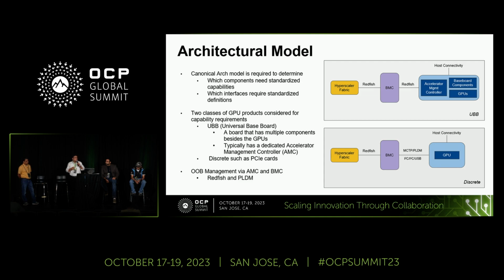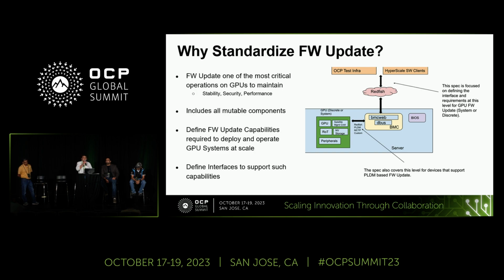From a GPU subsystem standpoint, we have 2 models. The UBB model, the Universal Baseboard model, is essentially something that comprises 1 or more GPUs, but also other components. There could be FPGAs, PCI switches, fabric elements, and all of that is fronted by what we are just calling an accelerator management controller that exposes Redfish. The other GPU device model is a discrete model. Think PCI add-in cards, but it's not restricted to just a PCI add-in card, though it's easy to think of it that way. The main idea there is it doesn't expose Redfish, but it exposes MCTP, PLDM over an I2C or USB management link.